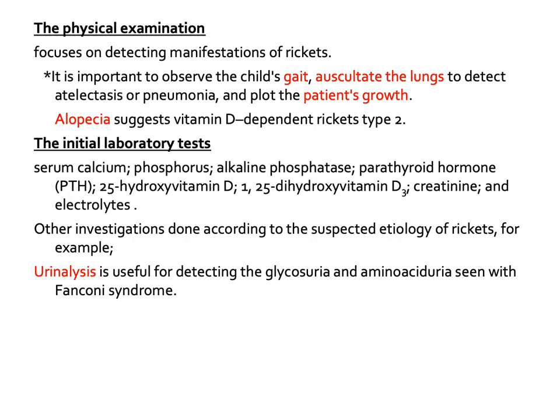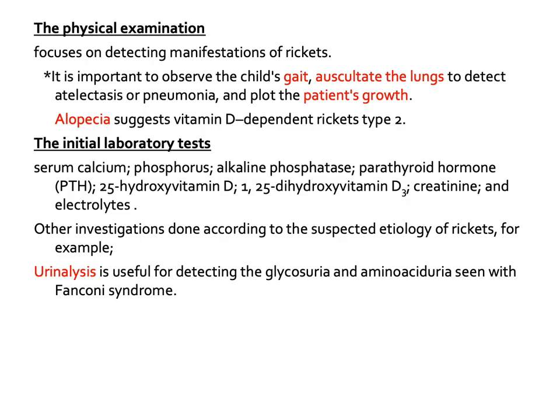Presence of normal or low alkaline phosphatase makes us query the diagnosis of rickets. We send also for parathyroid hormone, looking for secondary hyperparathyroidism because of vitamin D deficiency. Estimation of the level of vitamin D, whether 25 or 1,25 dihydroxyvitamin D. We send for creatinine and electrolytes, and some other investigation according to the suspected etiology of rickets.